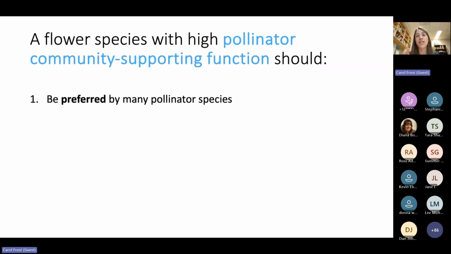Either they're more nutritious, or that flower is easier to handle to access the resources, so less energy is spent obtaining them. So we're assuming that pollinators know what's good for them by saying this. But here we go. Can we figure out which flowers are preferred by pollinator species?